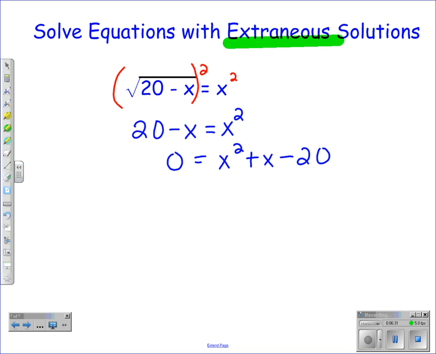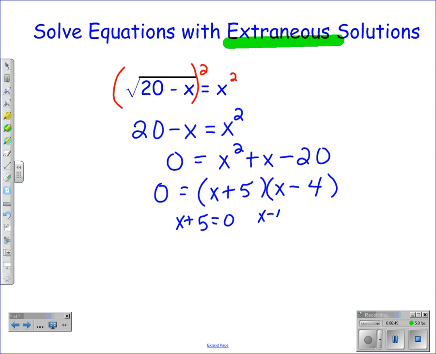We can complete the square to solve this. We could use the quadratic formula to solve this, or we could use factoring. I'm going to factor this one. It's a very easy one to factor. x plus 5 and x minus 4 equal to 0. We set each of our factors equal to 0, and we're going to find out that our two solutions for this quadratic equation are x equals negative 5 and x equals positive 4.